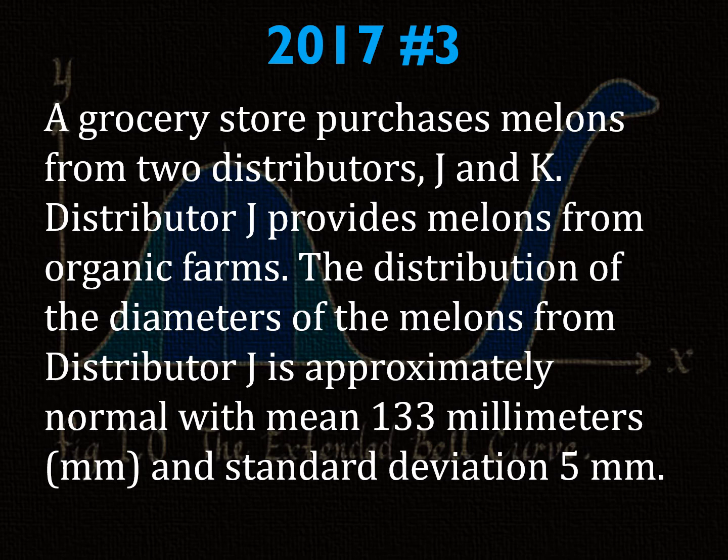A grocery store purchases melons from two distributors J and K. Distributor J provides melons from organic farms. The distribution of the diameters of the melons from distributor J is approximately normal with a mean of 133 millimeters and standard deviation 5 millimeters.